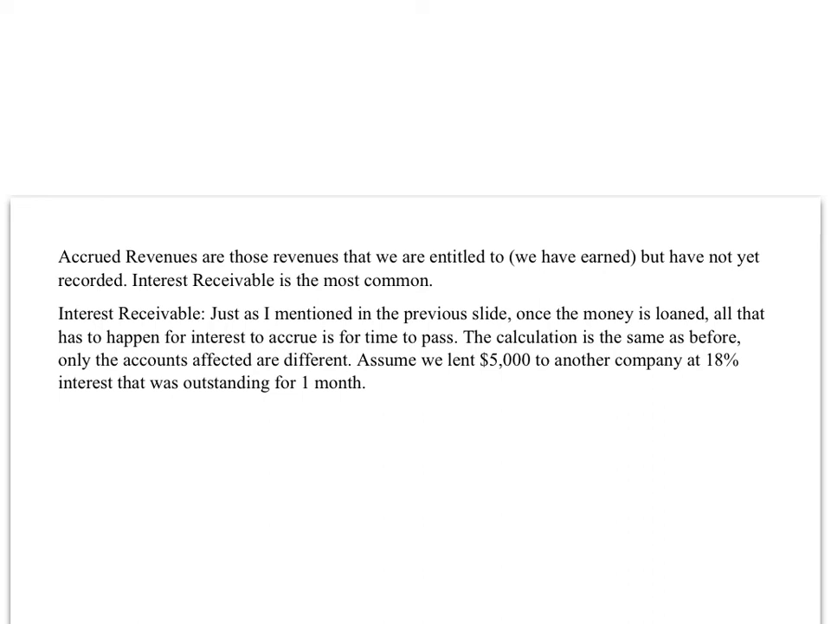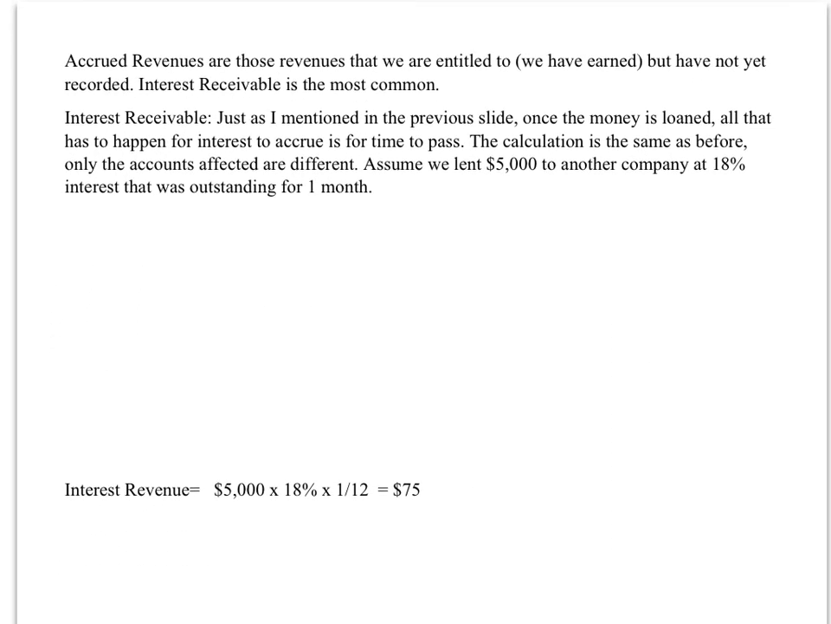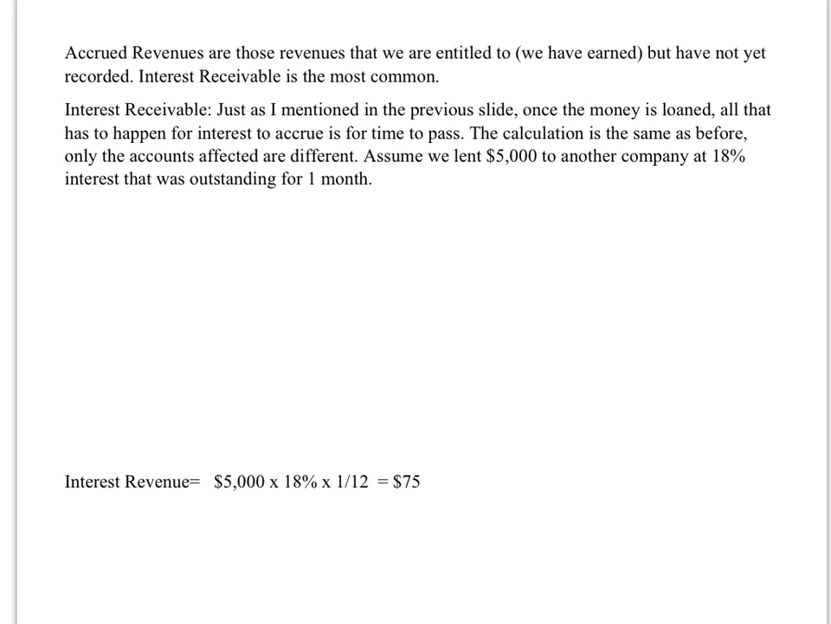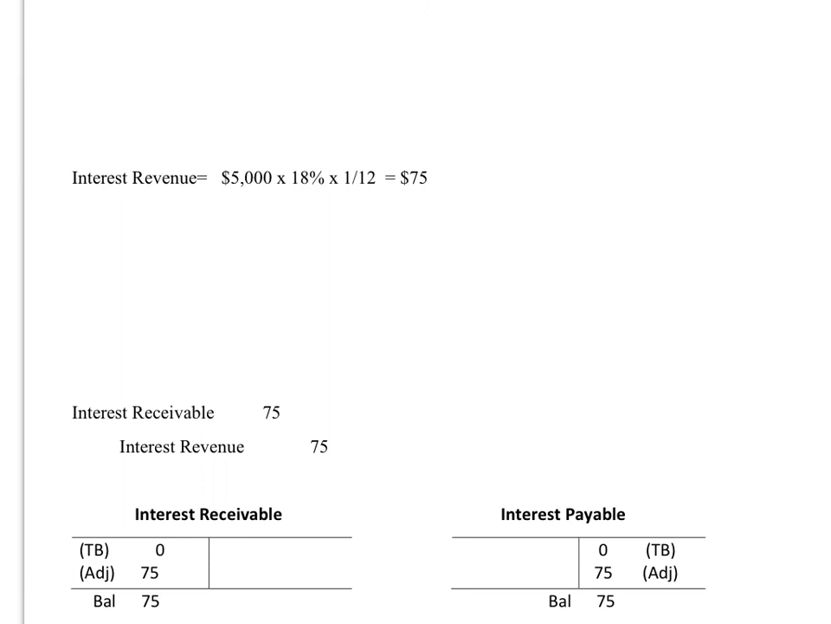At the beginning, in the chapter 1 introduction video, I talked about lending somebody some money. Let's lend them $5,000, and we made that journal entry. So assume that $5,000 we lent to another company, which was more risky than us. We're going to charge them 8%, and that was outstanding for 1 month. So now we need to figure out how much interest revenue we are due. We take the 5,000 times 8% times 1 divided by 12, and we end up with $75 as our interest revenue. So we're going to credit interest revenue and debit interest receivable.